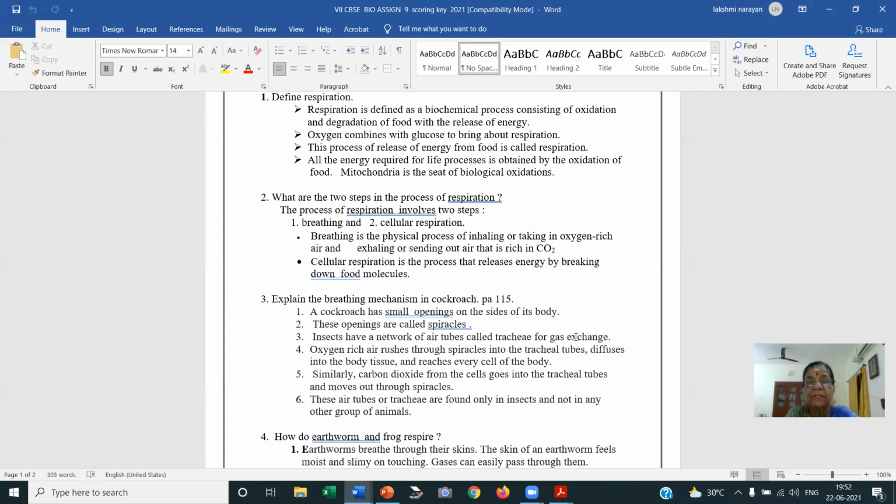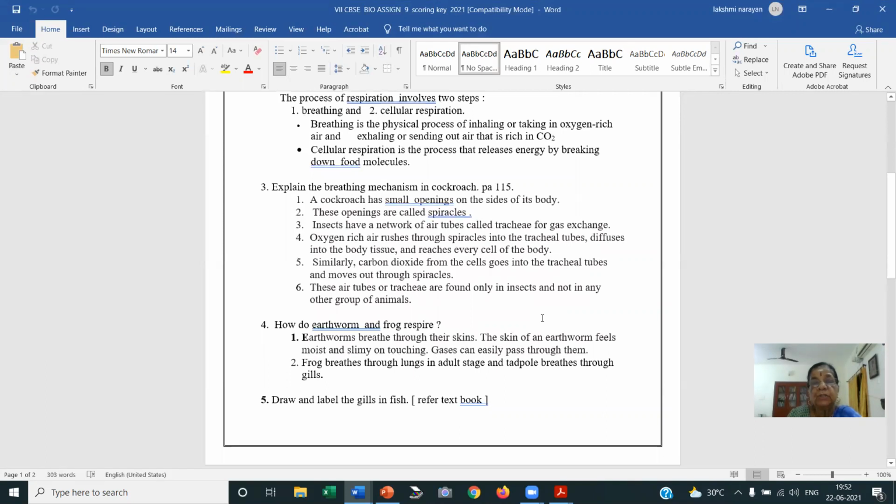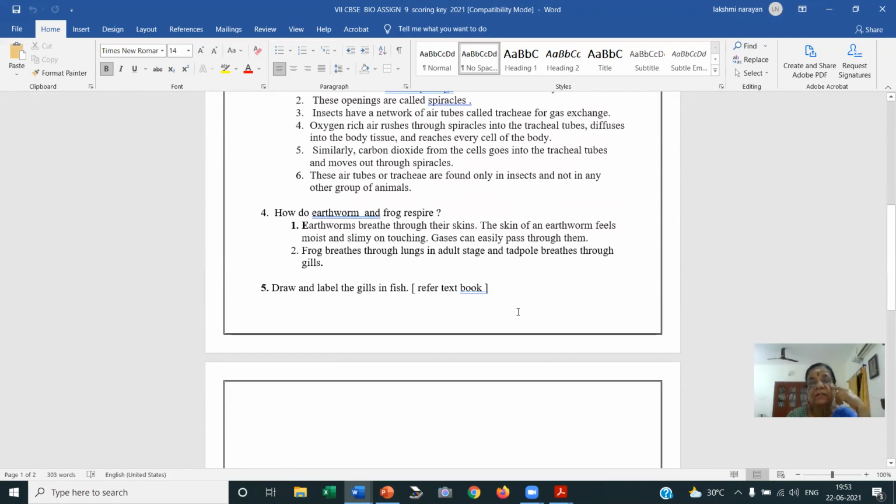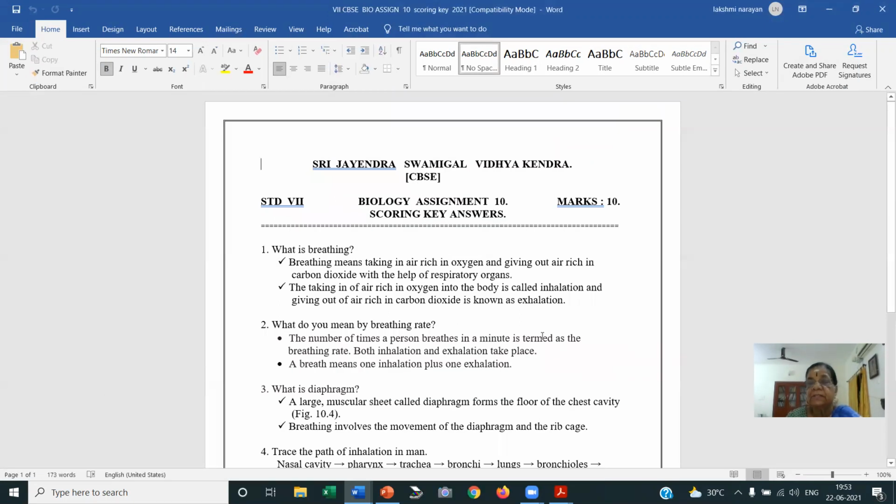Then breathing mechanism in cockroach. Refer to the booklet, page 115, that you can go through, right? The spiracles. Okay. Now, how do earthworm and frog respire? Moist skin. Whereas the adult frog will respire through lungs and the tadpole will respire through gills. Okay. And then the diagram for respiration. Draw and label the gills in fish. Are you clear? The next one is assignment number 10.